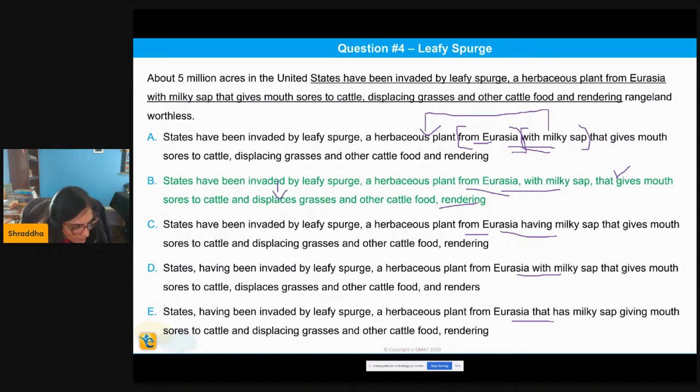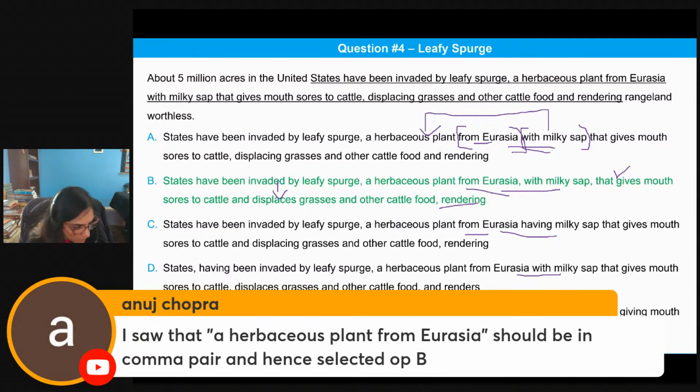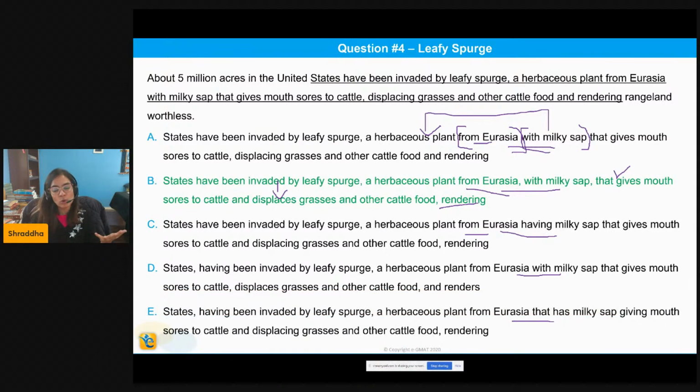Anuj, I saw that a herbaceous plant from Eurasia should be in a comma pair and hence selected option B. So, Anuj, you know that your reason is not the right reason to select the answer. Even if I don't put a comma after Eurasia, look in choice A. It is not a herbaceous plant from Eurasia that has been put between two commas. It is with milky sap in choice B that has been put between two commas. And that's why that can jump over with milky sap and refer to a herbaceous plant. So your reason was not right.